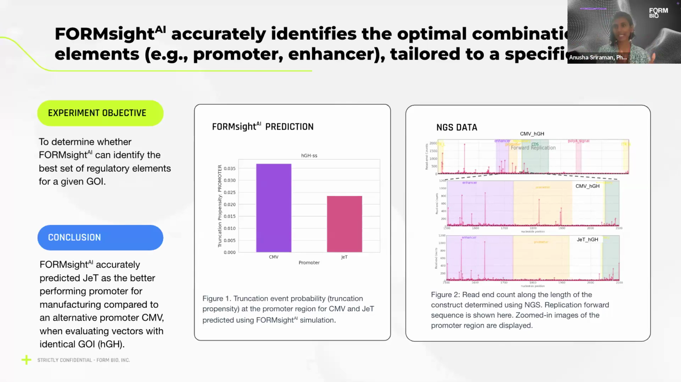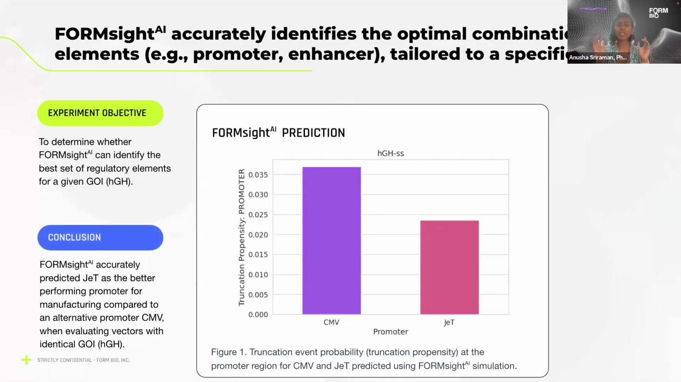Firstly, of course, the objective was: can FormSite AI identify those vector elements? In order to test this, as I mentioned earlier, we have 2 different promoters, CMV and JET. And of course, the CDS and poly-A tail, all of that was kept constant. So let's look at the FormSite AI prediction.